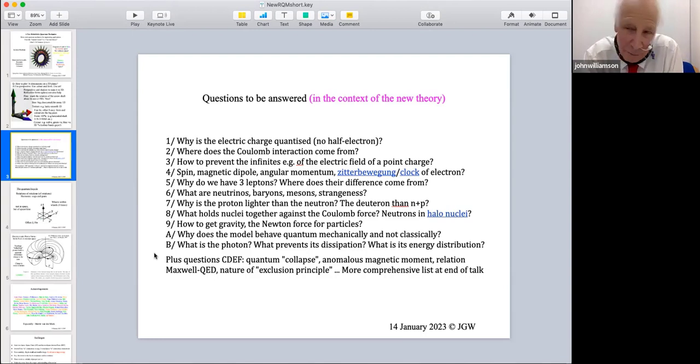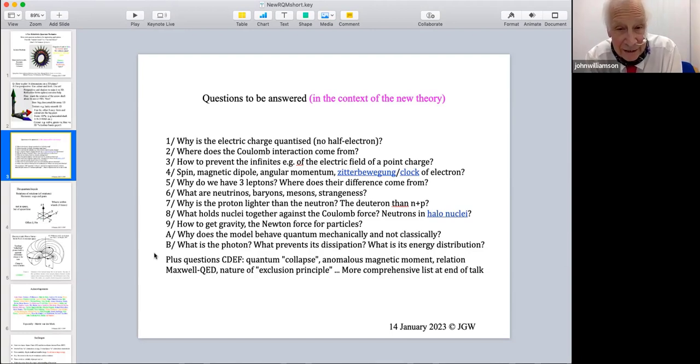Well, this is where I'm going to give a partial non-answer, because I'm still a little bit unhappy as to what I think neutrinos may or may not be. But for the others, I'm going to go for it. Why is the proton lighter than the neutron and the deuteron lighter than N plus P? Well, the deuteron's lighter than N plus P because it's a bound state, and if you have a bound state, it's always lighter. So that's that. Why is the proton lighter than the neutron?